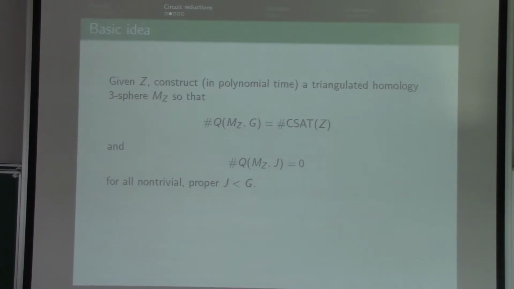So what is the idea? How do we go from this thing to a three-manifold? I'm only going to discuss the three-manifold case in detail. This slide is basically defining the notion of parsimonious reduction. You're given Z, this circuit. We need to construct a triangulated homology 3-sphere, M sub Z, so that this invariant Q is exactly the same as the number of solutions to Z. And because of that second part of the theorem, we also want the second condition, that there aren't any smaller quotients.